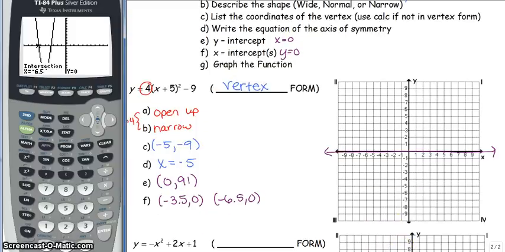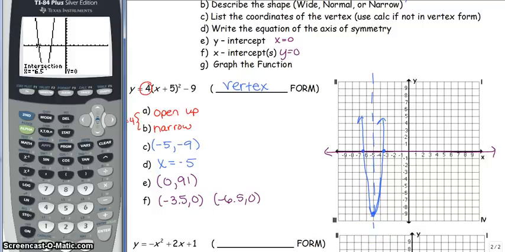Alright, we start our graph with our vertex at negative 5, negative 9. Our y-intercept is too high to reach, so we go on to our x-intercepts at negative 3.5 and negative 6.5. So we've got 3 points in our parabola. And we make sure that we've got a curved shape. That's a really bad curved shape. And then we've got our axis of symmetry, which is going to cut that parabola in half.